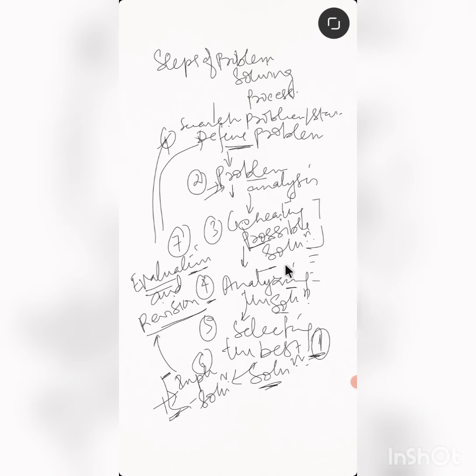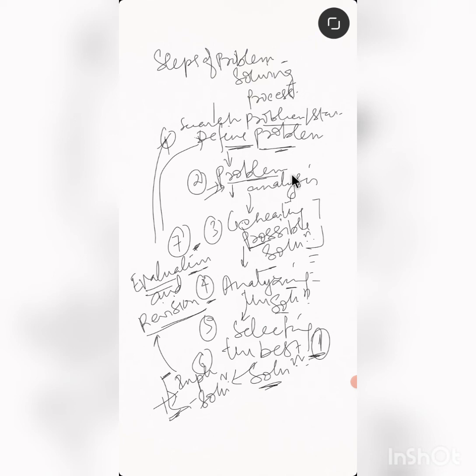So this is the whole process, all the steps of the problem solving process. How many steps of the problem solving process are there? Seven steps. The first one is the search for the problem and defining the problem. The next one is the problem analysis.